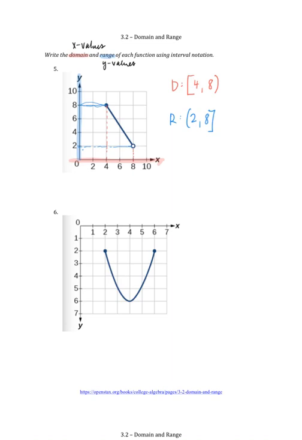Okay, so now let's look at number 6. First, we want to look at the domain, so that's the x value. So the domain is here. The farthest left the graph goes is 2, and the farthest right it goes is 6. So the domain is 2 to 6, and I used brackets both times because I had closed circles both times.